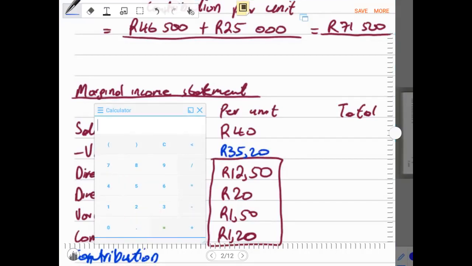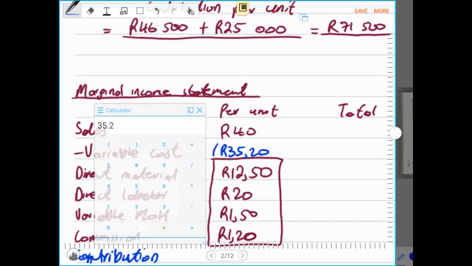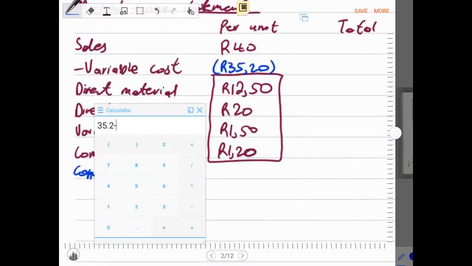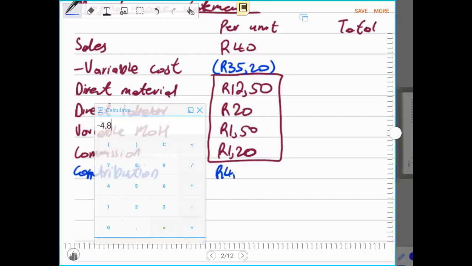Or else you can still say 12 rand 50 cents, which is direct material, plus 20 rand, plus 1 rand 50 cents variable overheads, plus 1 rand 20 cents of the commission. That gives us 35 rand 20 cents. Therefore, now we say 40 minus 35 rand 20 cents. This gives us 4 rand 80 cents per unit. This is our contribution per unit.